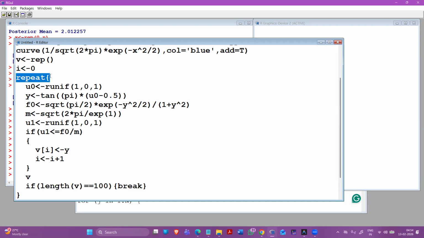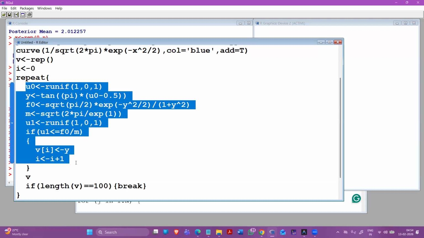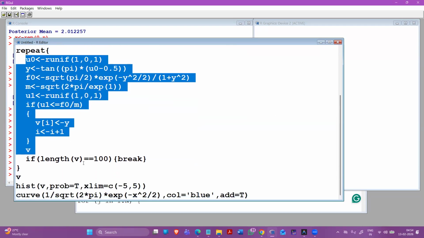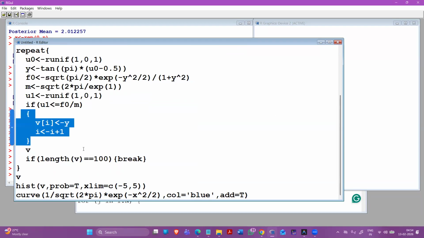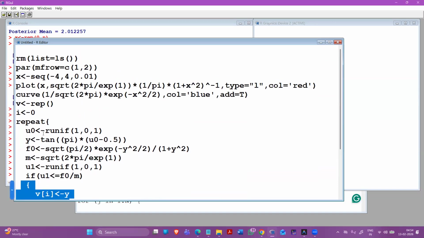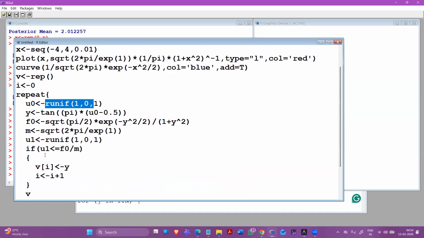So repeat, all right, then the loop will start from here and you have the condition. If this condition is fulfilled, it should continue, otherwise it should break and go back again and generate u from the uniform distribution, and y and f, otherwise again go for the loop.